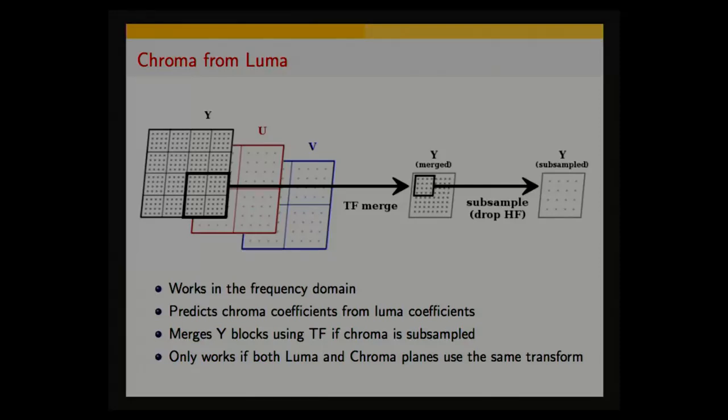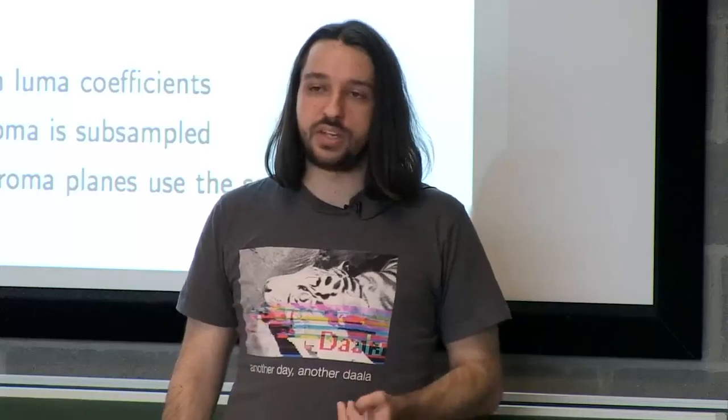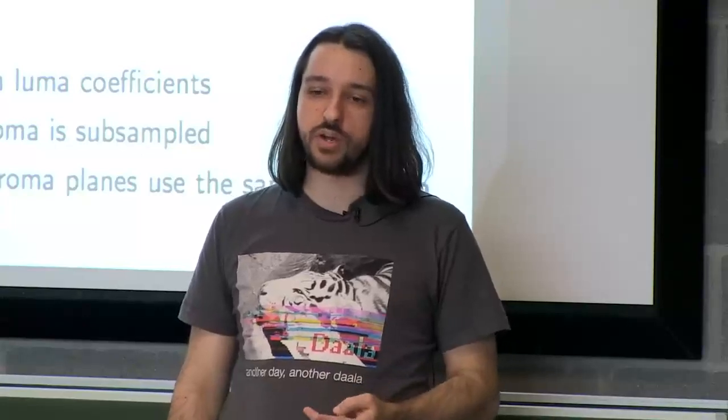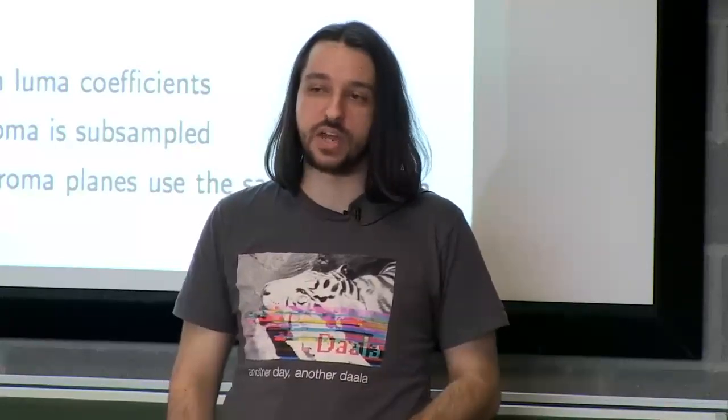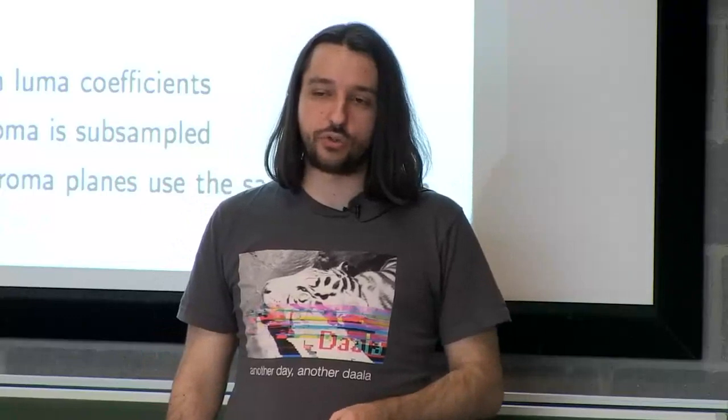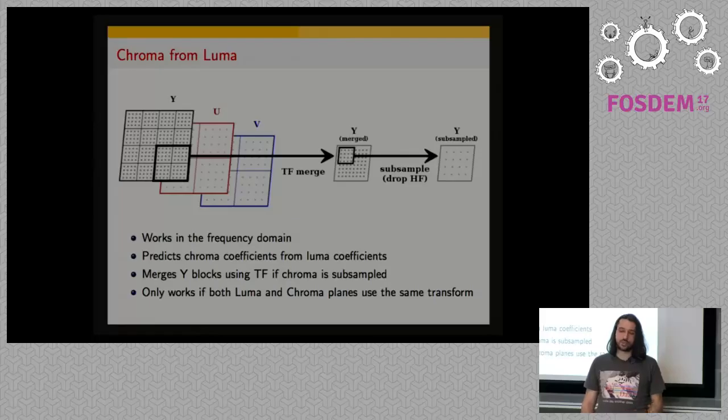Remember, this is all in the frequency domain, so you cannot do rescaling and conversion in the spatial domain. So the resulting coefficients will be used in a DCT transform, and that's one of the difficulties in implementing Chroma from Luma in AV1, since AV1 has currently two different transforms. AV1 has DCTs, which are the standard way of doing transforms, and there is an ADST which allows you in some circumstances to get better results, but there are more transforms being planned to be added into AV1.